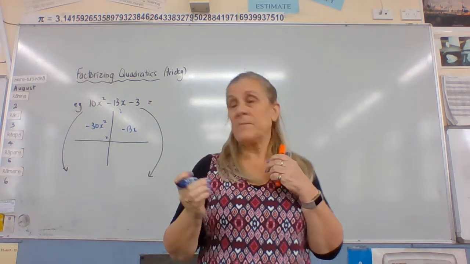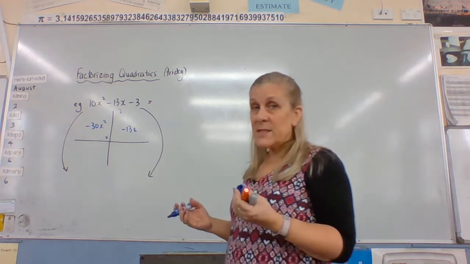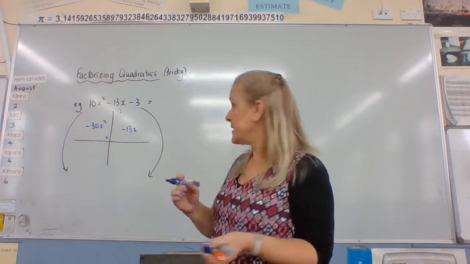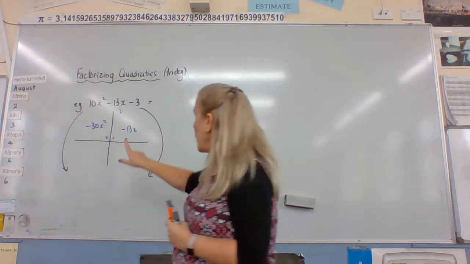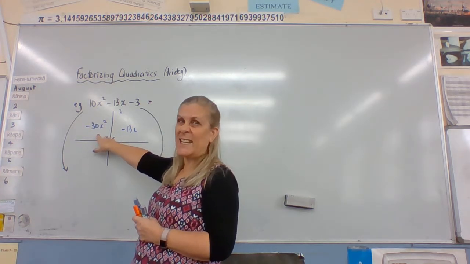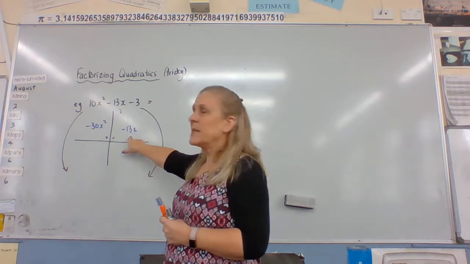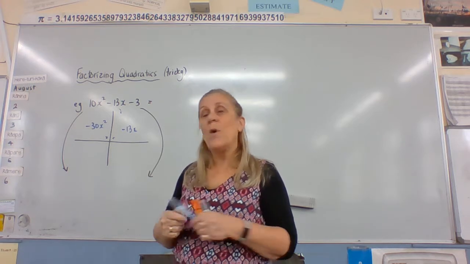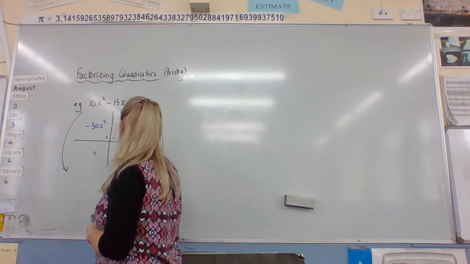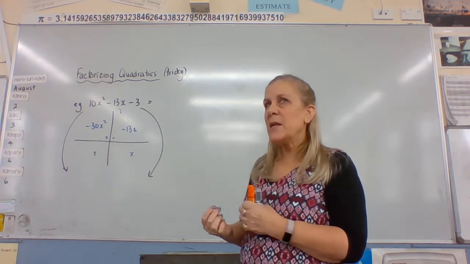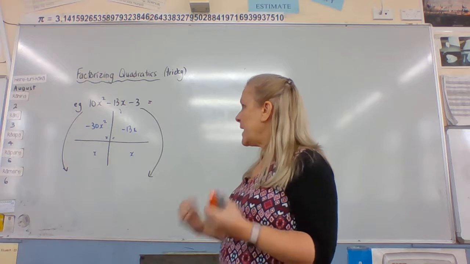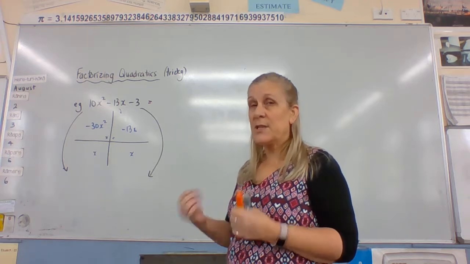Now, when we were factorising before, we were looking for two things that multiply to give something and add to give something. We're doing the same thing. We want two things that multiply to give negative 30x squared and add to give negative 13x. So they're going to have one x in each bracket, like that. Now we just deal with the numbers. So what multiplies to give negative 30 and adds to give negative 13?